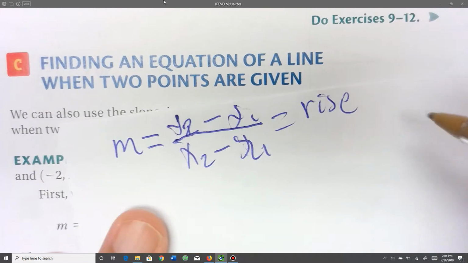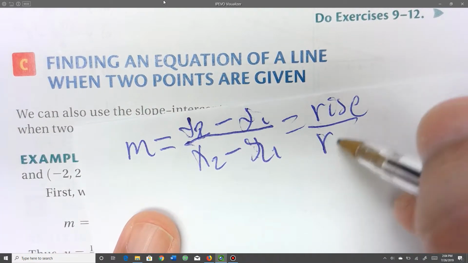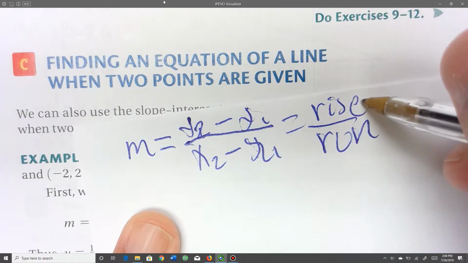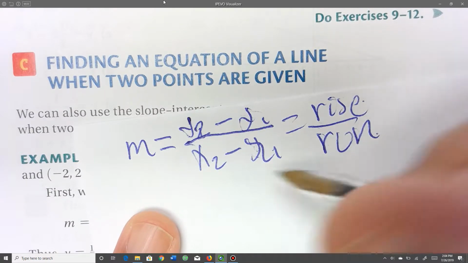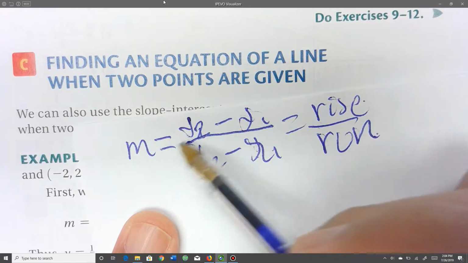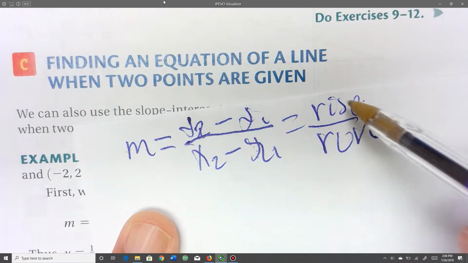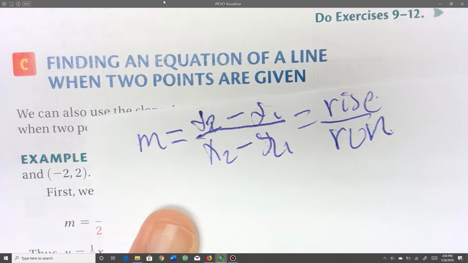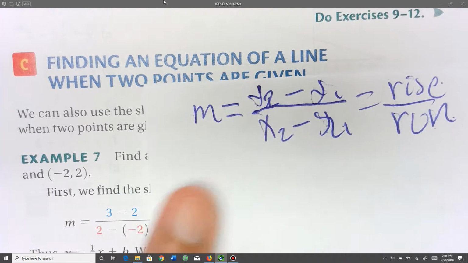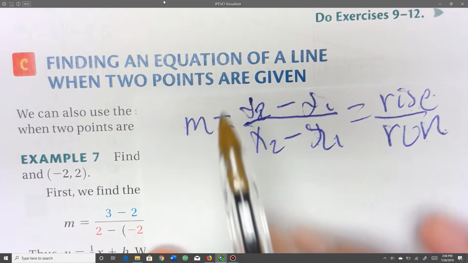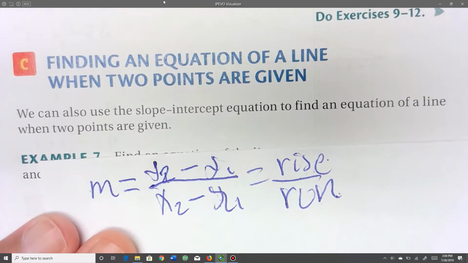Rise over the run. Let's practice this as much as we can. Y values are your rise, your x values are your run, and that's the slope. So you can say that your slope is your rise over your run, okay? That's going to help when graphing, so we need to practice that. All right, so let's go back to this example here.